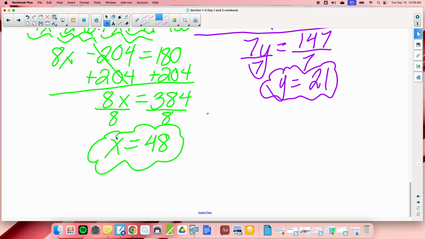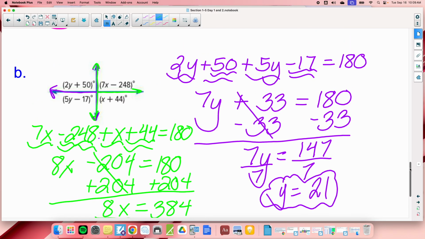And again, if you were on your quiz or test, you could put your x's in, put your y's in, figure out the two angles, or put x in here, figure out that. This and this should be equal. These two should add up to 180. Put y in there, put x in there. Those two should equal, and so on. So you can check your answer.